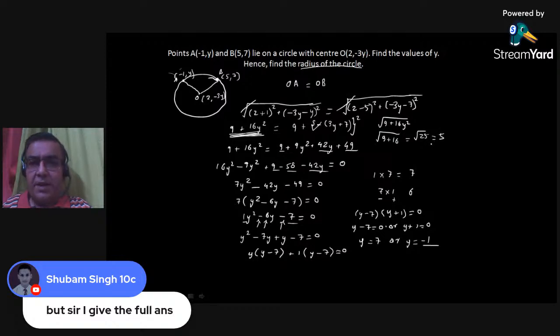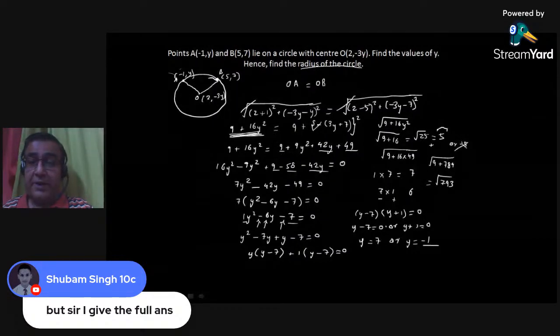It could be plus 5 or minus 5, but because radius is a length, a distance, we cannot take it as negative 5, so it only has to be plus 5. Secondly, if we take y as 7, then this becomes the square root of 9 plus 16 times the square of 7, which is 49, and 16 times 49 will be 16 times 50, which is 800, minus 16, so that will be 784. So 9 plus 784, that should be the square root of 793. So you're right, yes, partly right.